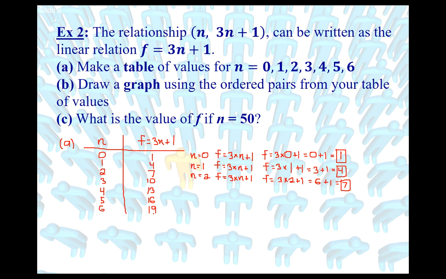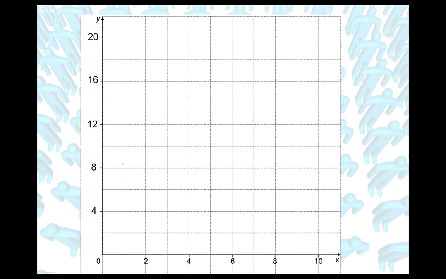Okay, B says draw a graph using the ordered pairs from your table. I'm not going to write the ordered pairs out, but the way we're going to do this is this is going to be your x coordinate, and this is going to be your y coordinate. First of all, we plot 0, 1. So 0, 1 would be starting at the origin. Don't go anywhere left or right and just go up to 1.